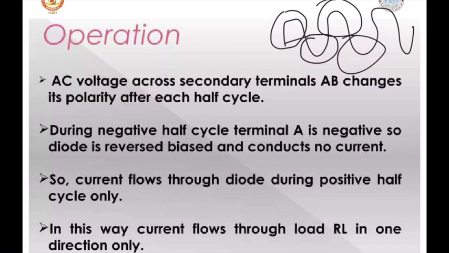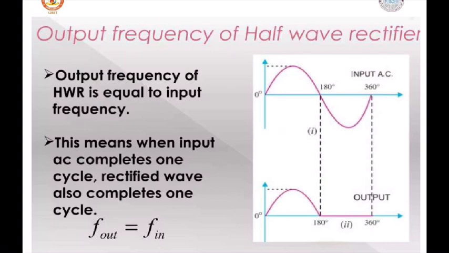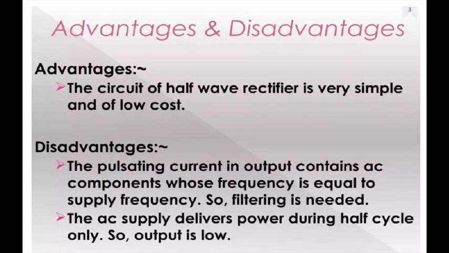In this way, current flows through the load resistance. You can see the output with respect to the input. This is your input. You get the output in the positive half cycle, you don't get it in the negative half cycle, and again in the positive half cycle you will get the output. The output frequency of a half wave rectifier is equal to the input frequency. The frequency remains the same, so f out equals f in.